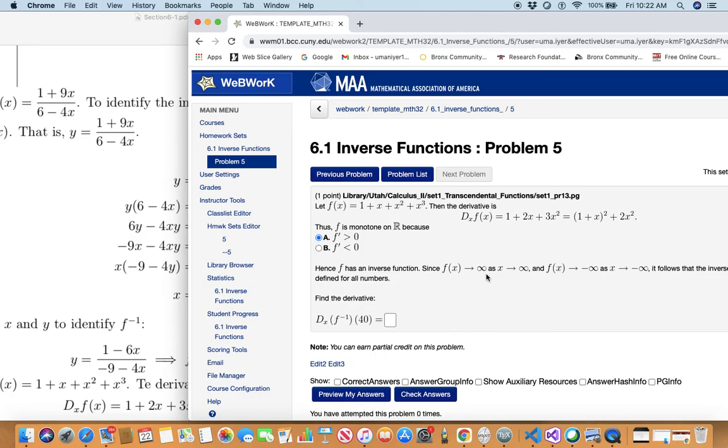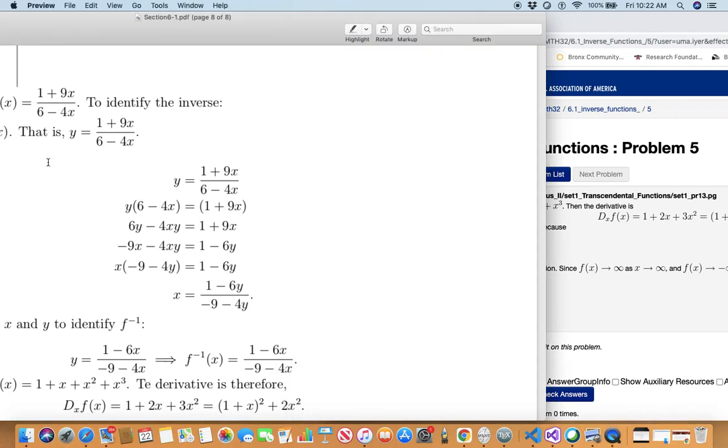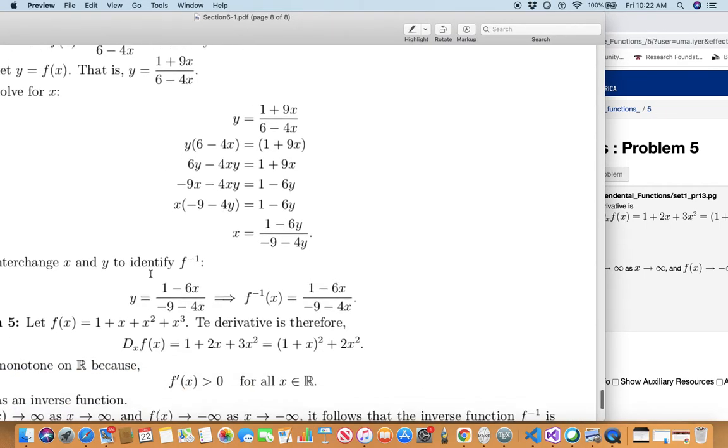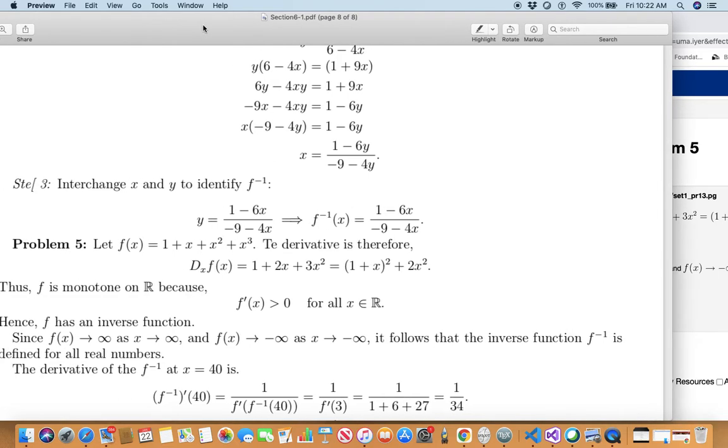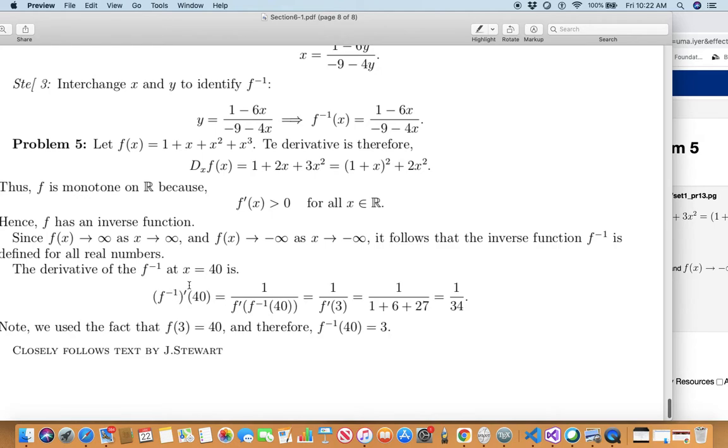Since f(x) approaches infinity as x approaches infinity, and f(x) approaches negative infinity as x approaches negative infinity, it follows that the inverse function is defined for all numbers. Find the derivative of the inverse at 40. Okay, so we know we have an inverse function, we know it's continuous, we know its derivative. Well, we saw a theorem for the derivative. The derivative of the inverse at 40 is 1 over the derivative of f at the inverse of 40.